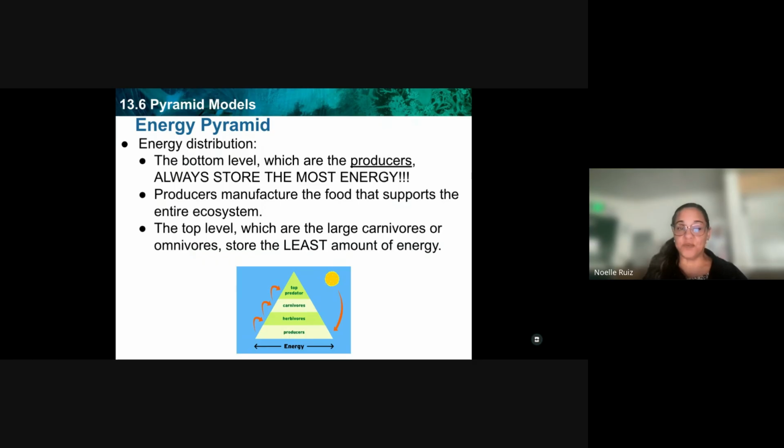Producers manufacture the food that supports the rest of the entire ecosystem: the herbivores, the carnivores, the omnivores, whatever level we put them in. Producers always have the most energy, so they support all the rest of the levels. And the top level, which are the large carnivores or omnivores, actually store the least amount of energy. So they have to eat the most food because they store the least amount of energy.